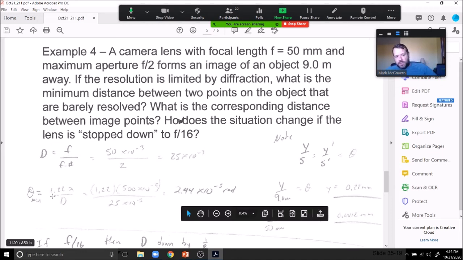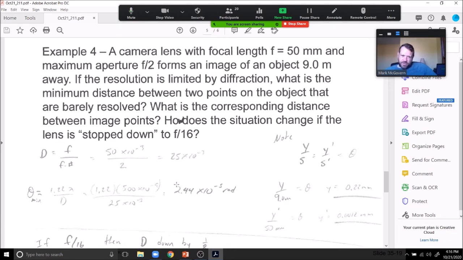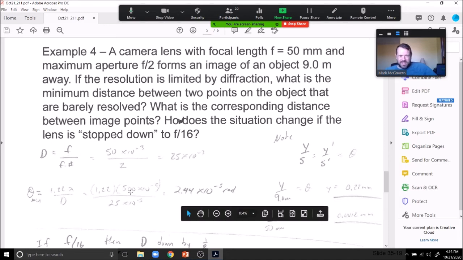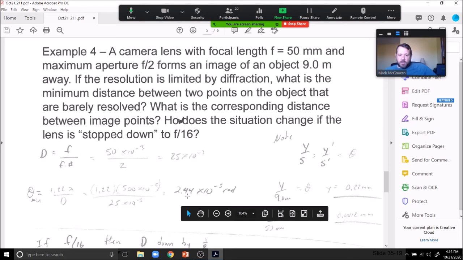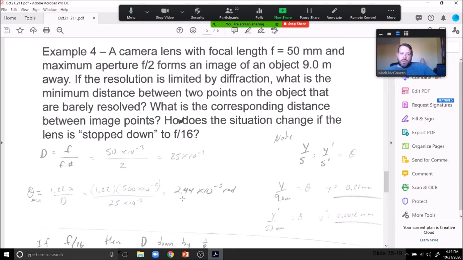So what's the minimum angle that we're getting here? Well, we'll put in our 1.22. We'll go with 500 nanometers. Why am I going with 500? It's right in the middle of the visual spectrum. I would accept anything in the visual spectrum here, 550, you know. Putting our diameter in here, we get a very small angle, in radians, 2.44 times 10 to the minus 5.